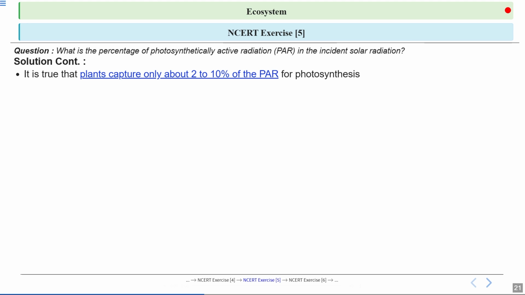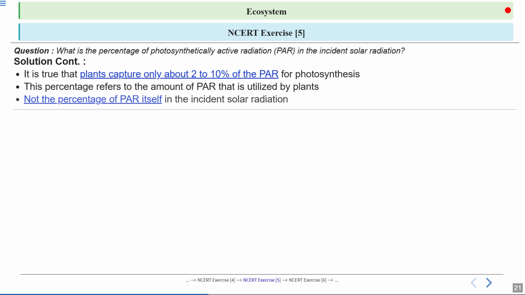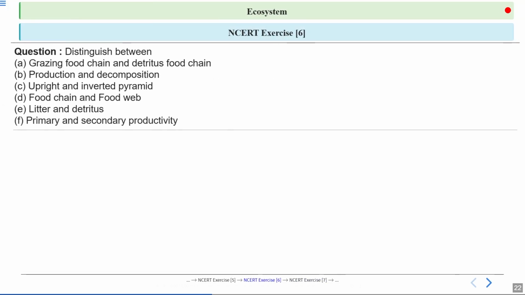Now, plants use only 2 to 10% of the total sunlight that reaches them, and this is known as PAR. Now, this percentage refers to the amount of PAR that is utilized by the plant. So, only 2 to 10% of the PAR is utilized by the plant for their growth and for carrying out photosynthesis. Now, when discussing photosynthesis, we should not focus on the percentage of photosynthetically active radiation, but rather on the actual amount of PAR available for photosynthesis, as it directly influences the rate of photosynthesis in the plants.